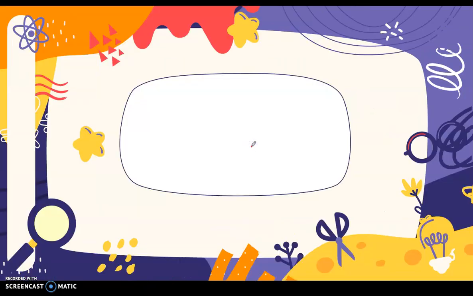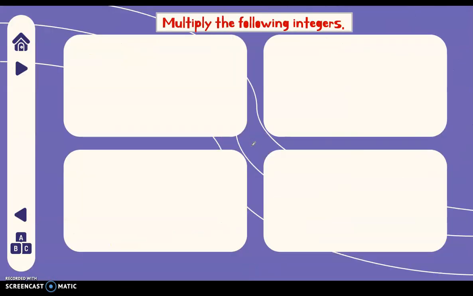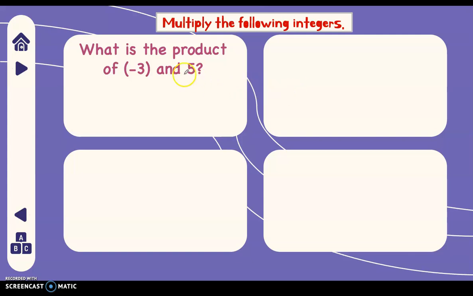Now let's have more examples. Multiply the following integers. What is the product of negative 3 and 5? When you say product, that's the answer in multiplication. You multiply the numbers just like whole, so 3 times 5 is 15. And our sign is negative since there is only one negative integer. So it's an odd number of negative integers, therefore it is negative.